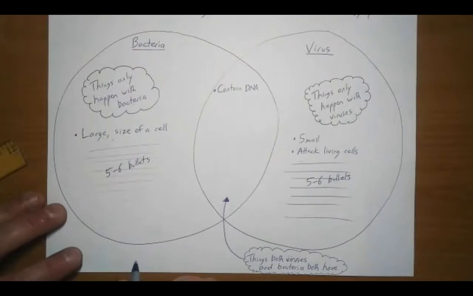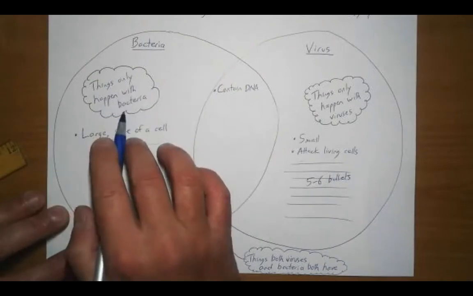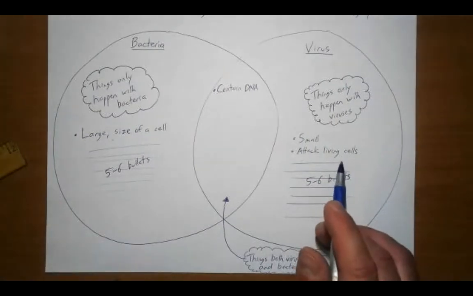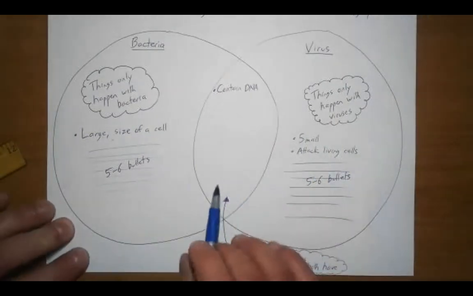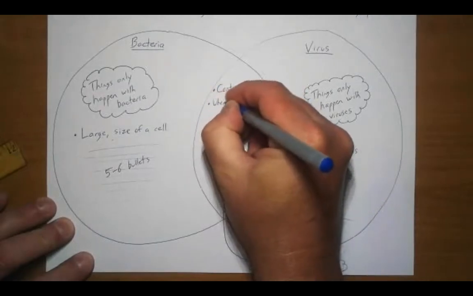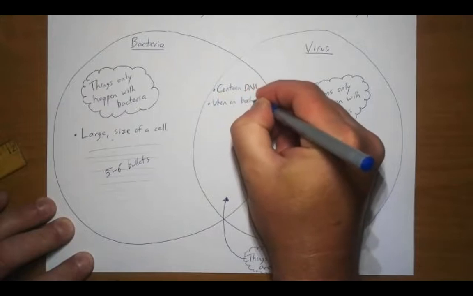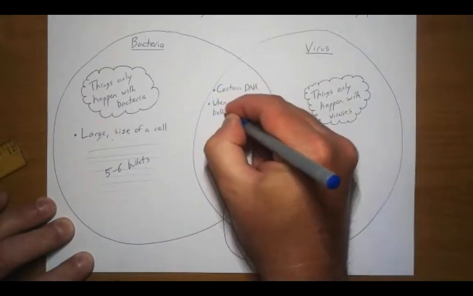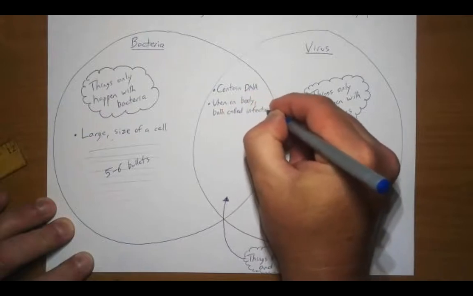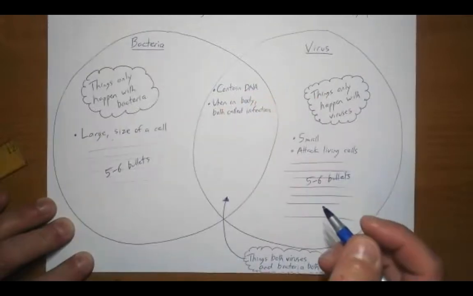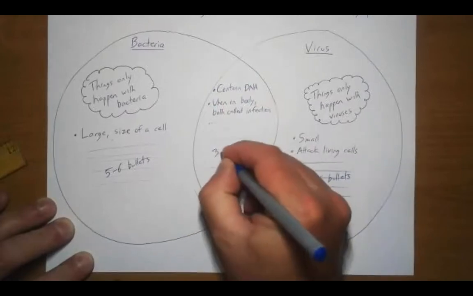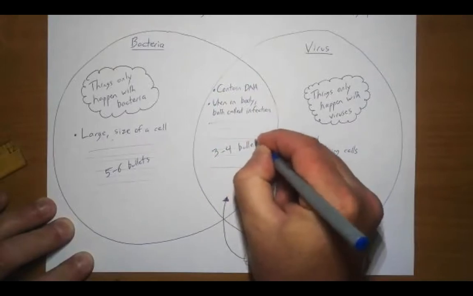I noticed on the videos that whenever a bacteria was in the body, they called it an infection, and anytime there's a virus in the body, they call it infection. So it's funny to use the word infection, but it doesn't tell you what kind of an infection it is. So I'm going to say, all right, when in body, both called infection. Okay. And again, you should have some more writing right here. I'd probably say like another at least 3 to 4 bullets as well.